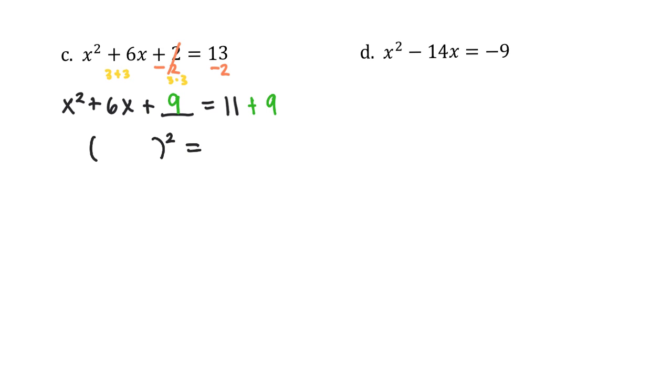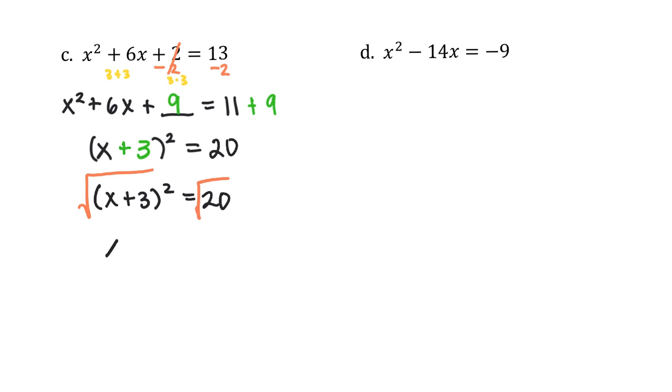Since it's x squared, I'm going to put an x here. To get 9, it was 3 times 3, so this must be a 3. And then for it to add up to 6, it must be positive 3, because positive 3 plus positive 3 is positive 6x. Okay, on the right side, 11 plus 9 simplifies to 20. And now I'm going to solve it using square root, making sure that I simplify my answer. Square root cancels the squared, so x plus 3 equals square root of 20.